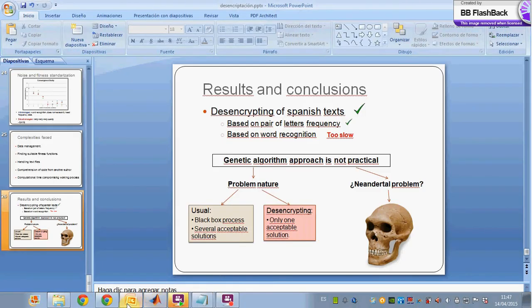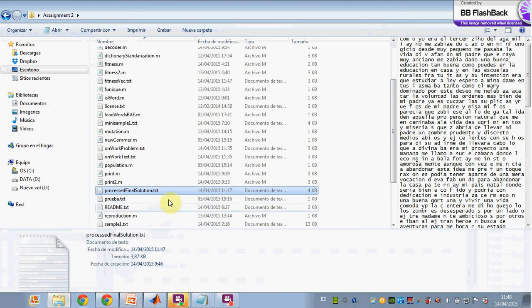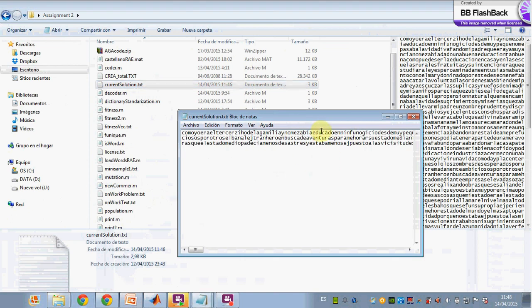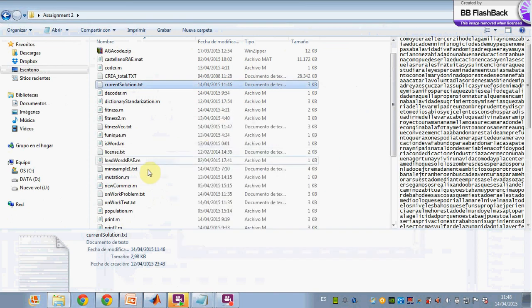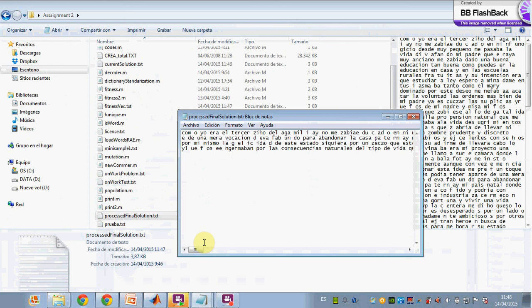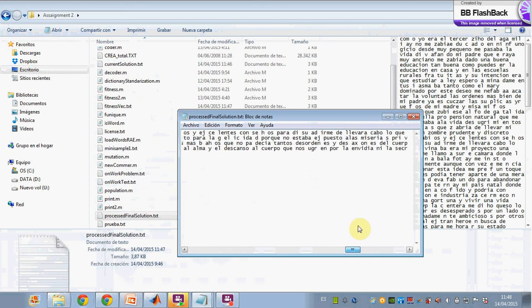Now let's check the results. Go to MATLAB, it has ended, so go to the folder. Here I have two text files, one is the current solution and the other one is named processed final solution, which is the same text but with an implemented word recognition that sets spaces between words. That's all. Thank you very much.